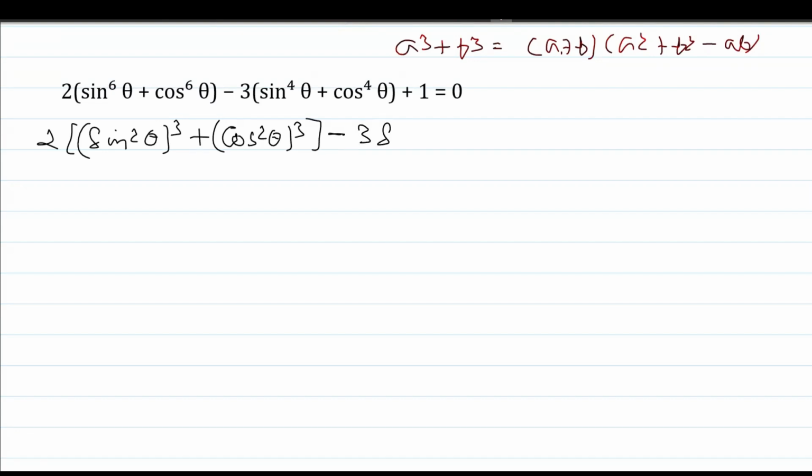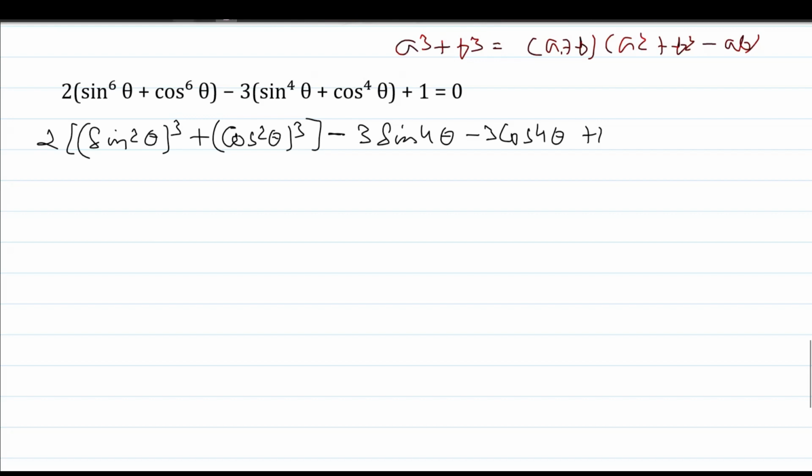So multiplying by minus 3 will give you minus 3 times sin raised to the power 4 theta and minus 3 times cos raised to the power 4 theta, plus 1 outside, is equal to 0. This is outside the bracket. Not equal to 0 yet, because this is what we have to verify.